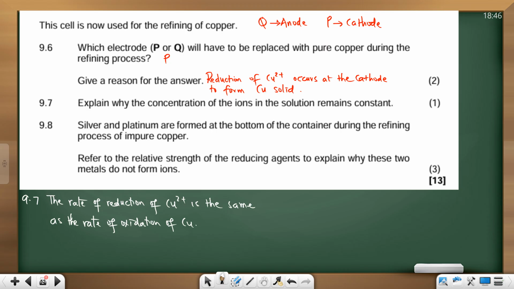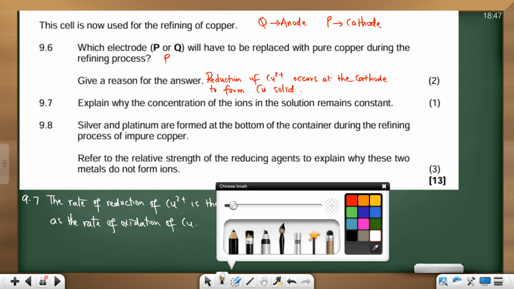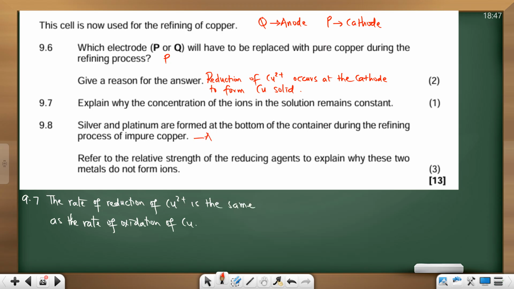Silver and platinum are formed at the bottom. That's my anode dust, okay, of the impure copper. Now, remember, the impure copper will be at the what? At the anode, where oxidation will what? Take place. Refer to the relative strength of reducing agents to explain why these two metals do not form. I don't need a table. Check.